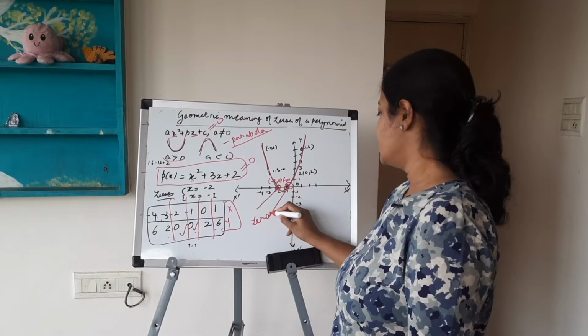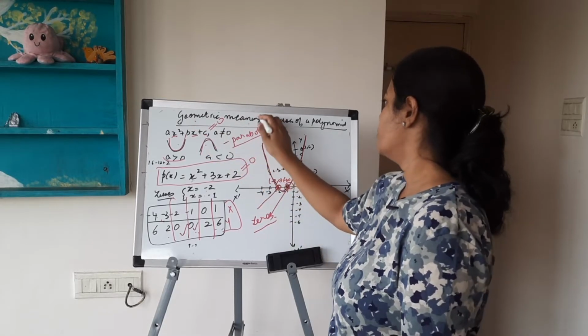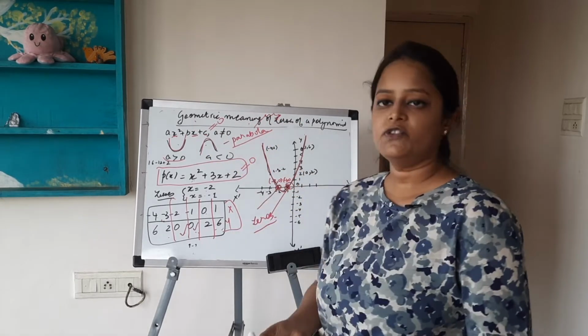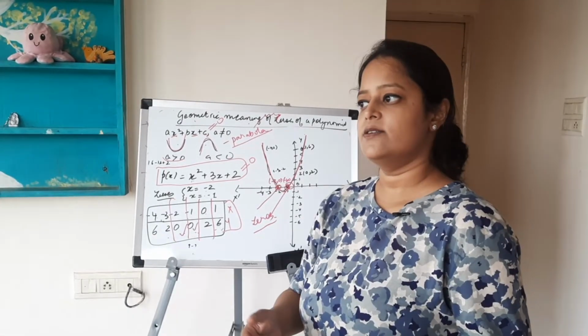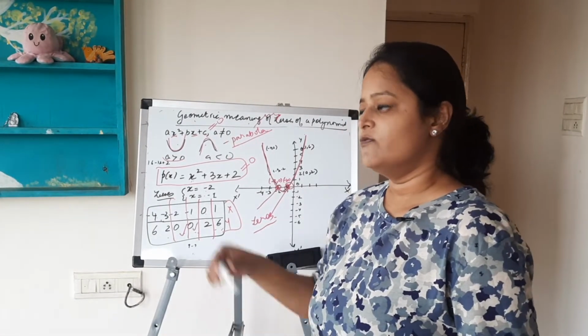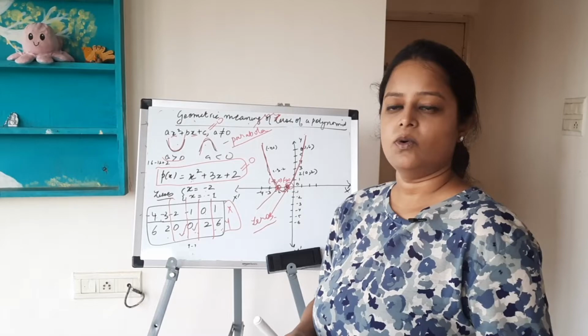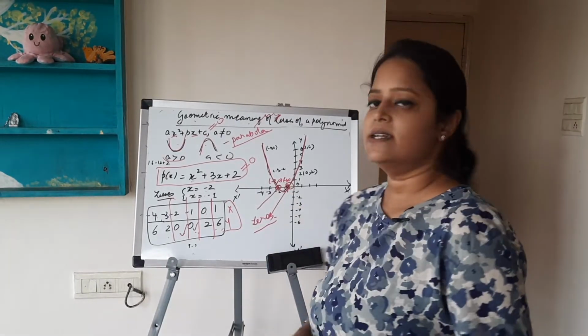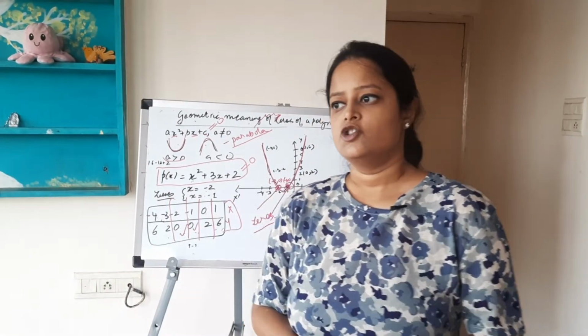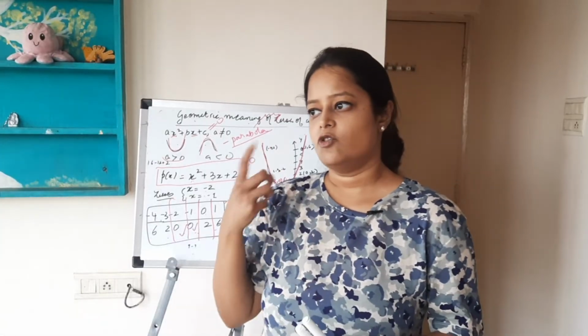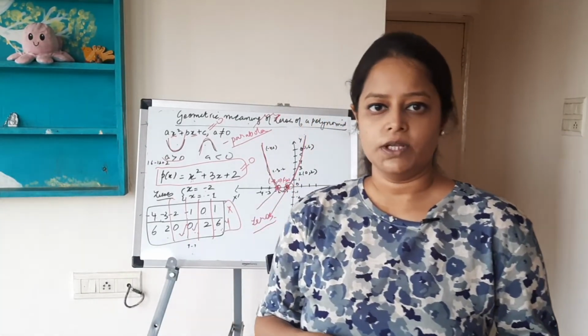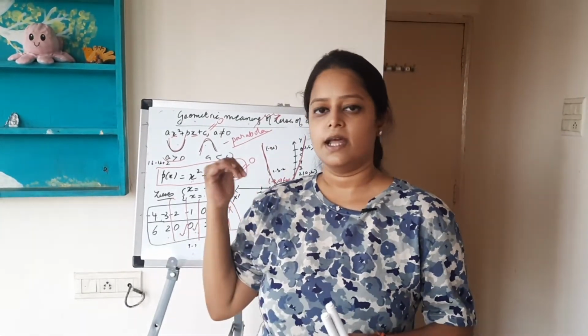So what is the geometric meaning, that's what we are doing, right? Geometric representation of zeros of a polynomial. As you saw in y is equal to ax plus b, in y is equal to ax square plus bx plus c also, it is the point at which it hits the x-axis, right?